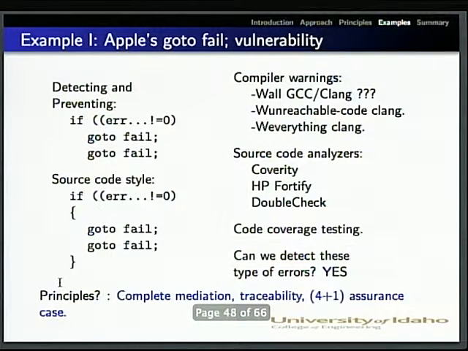So what principles were violated here? Well, of course, complete mediation, because they did not verify the certificate in all the possible cases. And traceability, because their code did not really implement all the security requirements.